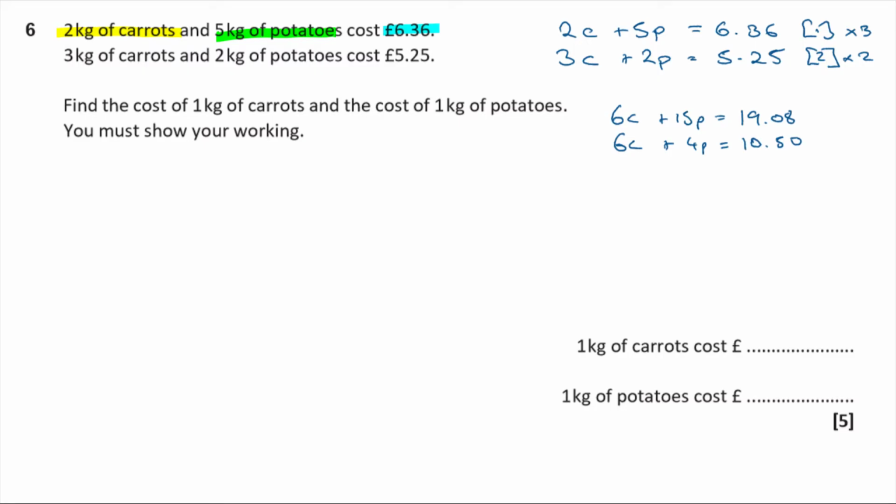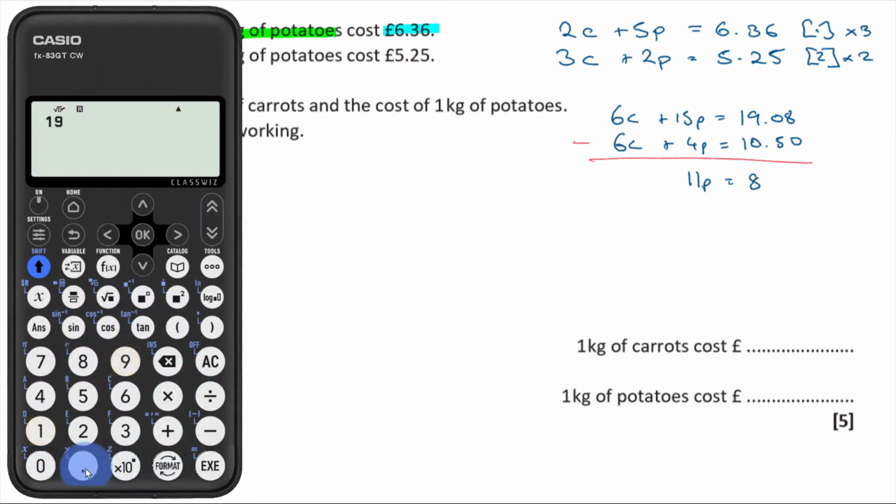Okay, so then what we're going to do is eliminate C by subtracting, aren't we? So if we subtract those, take the second equation away from the first, then 6C take away 6C is no C, 15P take away 4P, that's 11P, 19.08 take away £10.50, don't be a hero, just type it in, that comes to be £8.58. Okay, so 11P is £8.58, so P is going to be £8.58 divided by 11, isn't it? And that's going to be 78 pence. Okay, so the price of potatoes is 78p a kilo.